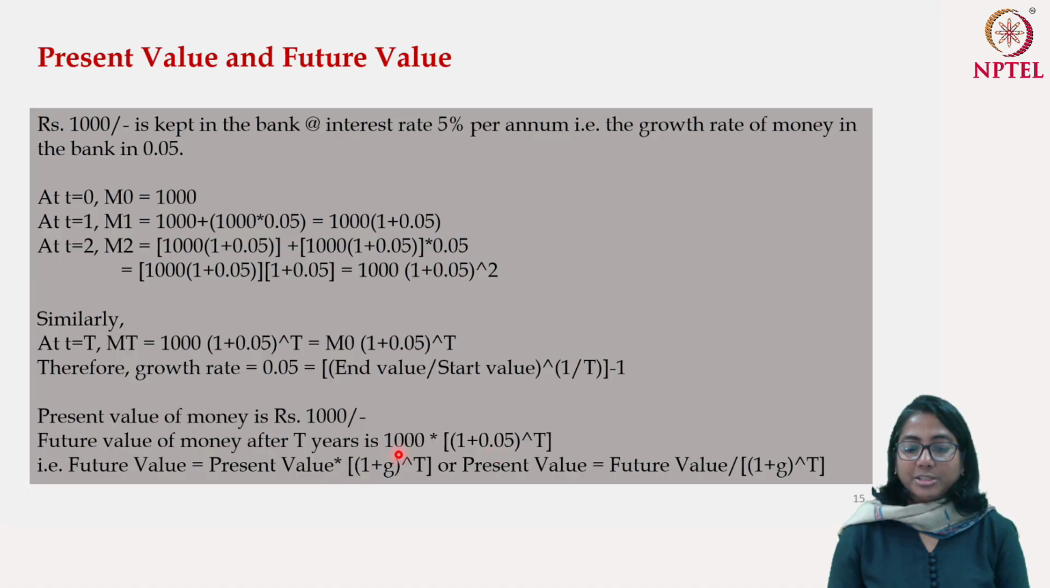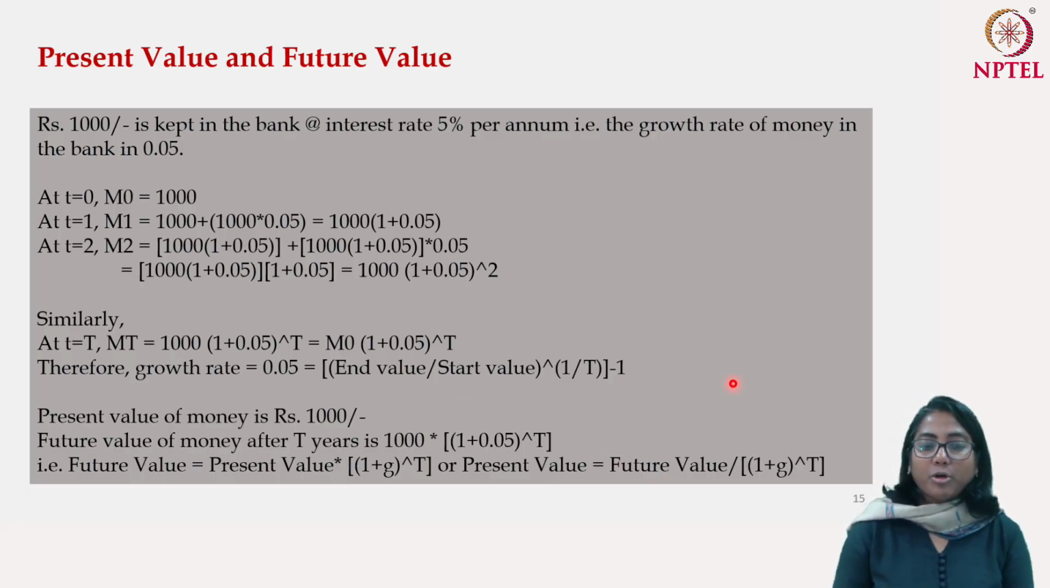So this entire expression, 1000 multiplied by (1 plus 0.05) to the power T, is the future value of this 1000 rupees. Therefore, the future value of any amount of money is equal to the present value multiplied by (1 plus growth rate) to the power of the time period. Or we can write: present value is equal to future value divided by (1 plus growth rate) to the power T. If you see this, you can connect it to the concept of end value and start value. They are pretty much the same: the start value is basically the present value and the end value is basically the future value.